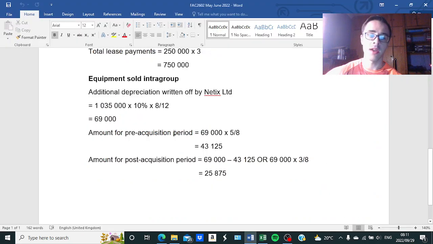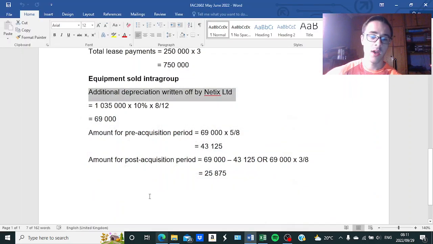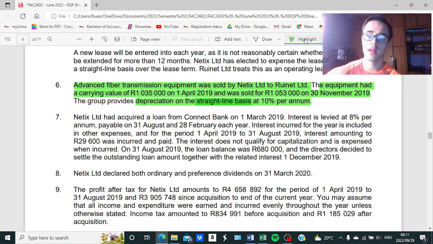Now, in part 1, we calculated the additional depreciation written off by the subsidiary on this equipment, because we have to calculate the carrying value of this equipment on the date of sale, which is the 30th of November, in order to work out the profit made by the subsidiary correctly. We got an amount of 69,000, and you will recall that we used the reducing balance method, not the straight line method, because they only give us the carrying value of the equipment. There's not enough information to actually calculate the cost of the equipment itself.